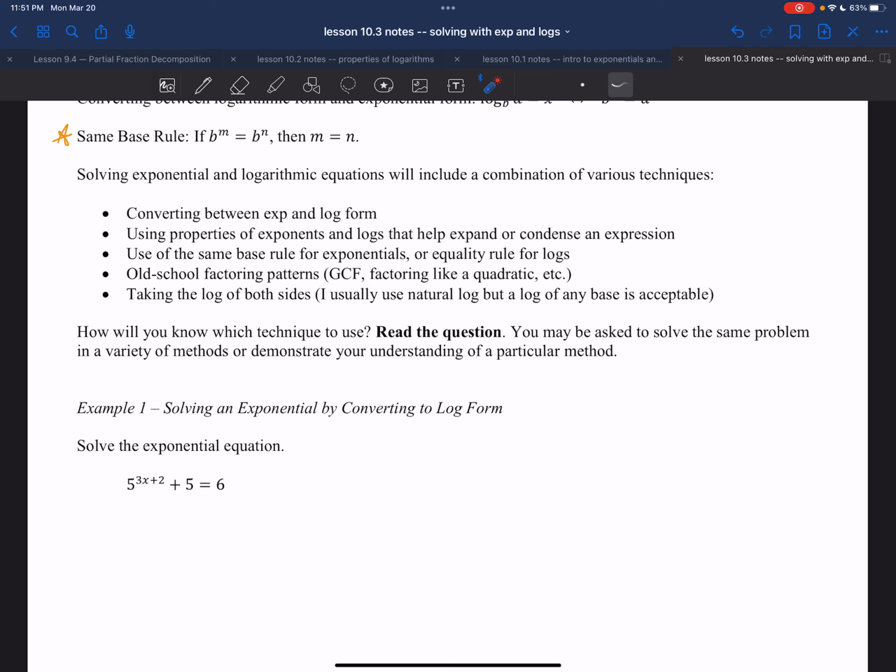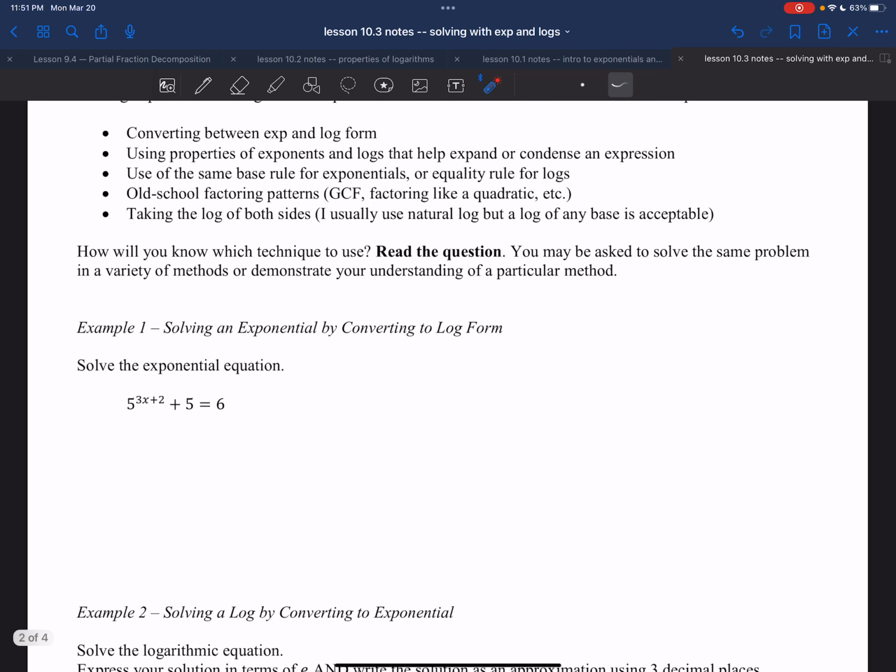And then a new thing, taking the log of both sides. And I put a little note here. I usually use natural log, but a log of any base is acceptable. I'm going to show you what that means. What does it mean to take the log of both sides? I'll show you exactly what that looks like, okay? Think of it like this, right? If you had x squared equals 4, how do you solve both sides? You take the square root, right? We can do something similar. If I said 2 to the x equals 10, you could take the log of both sides. Does that make sense? You could take the log of both sides and use that to solve.